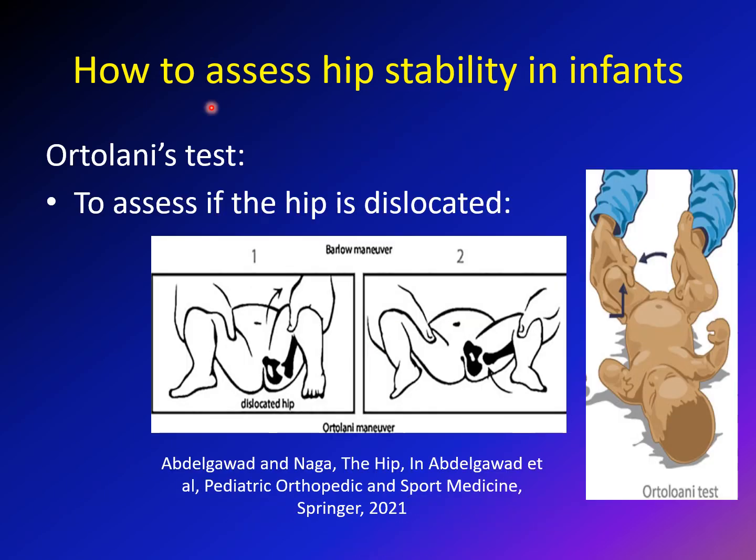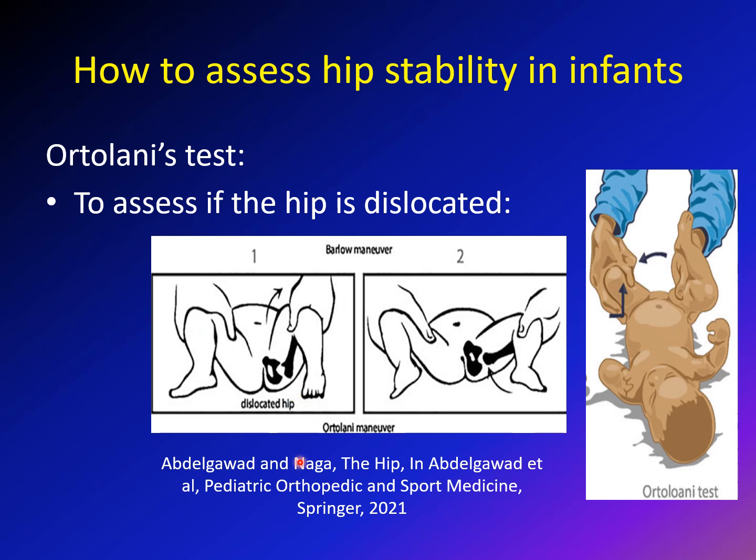So among these two, Ortolani test is by far the most important test, and it assesses if the hip is dislocated or not. So the Ortolani test is a test to see if the kid's hip or the newborn hip is out of the place and you can reduce it. So it is to assess if the hip is dislocated by assessing the reduction.